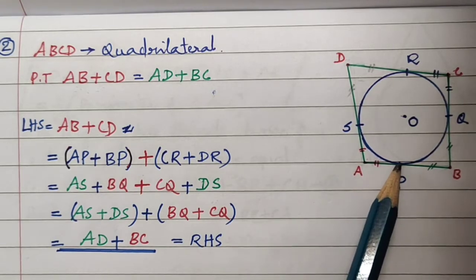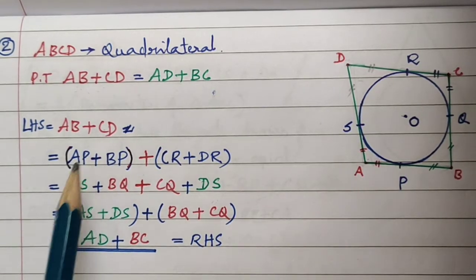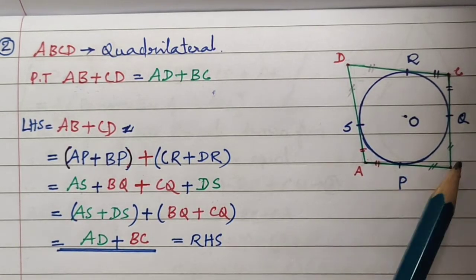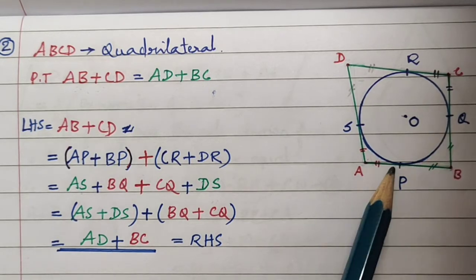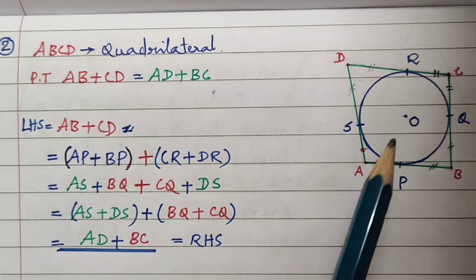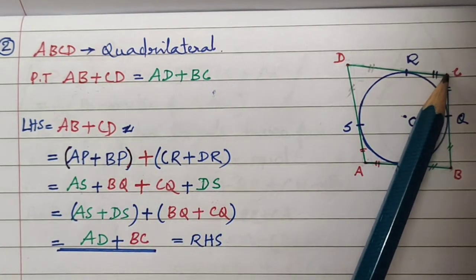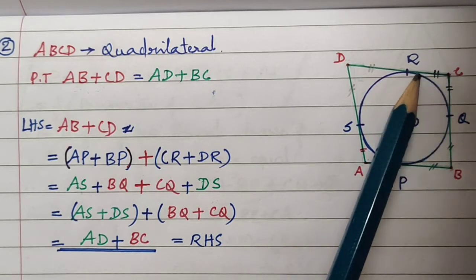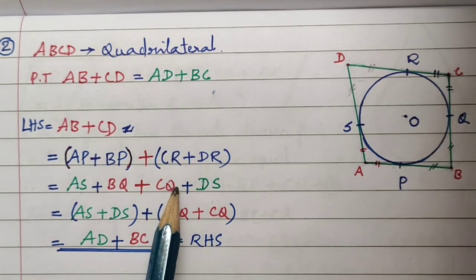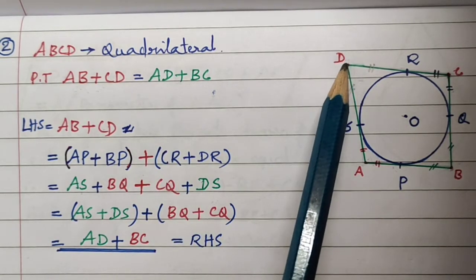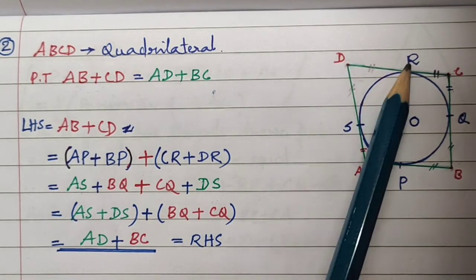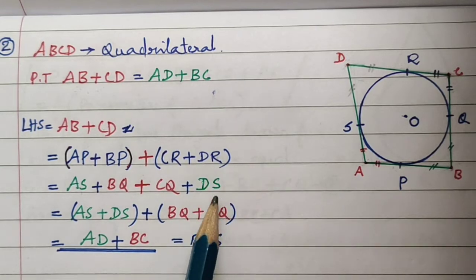Therefore, AP is equal to AS. The tangents drawn from the same point, BP is equal to BQ. The tangents drawn from the same point to the circle are equal. CR is equal to CQ. From the point D, the two tangents drawn are equal. Therefore, DR is equal to DS.